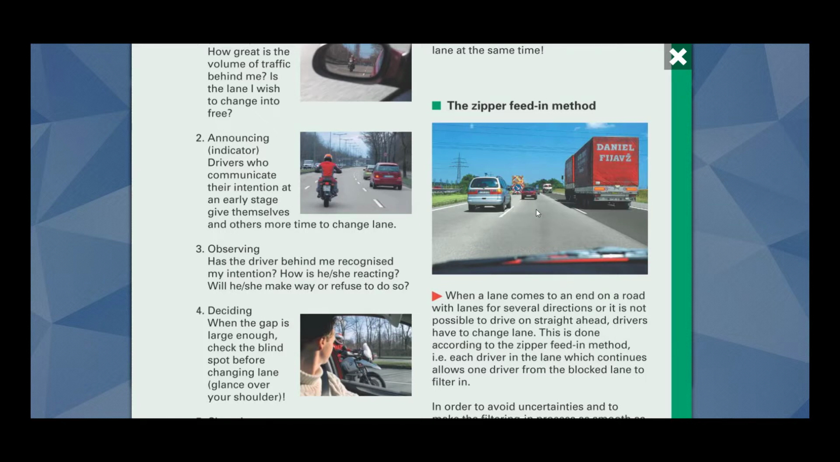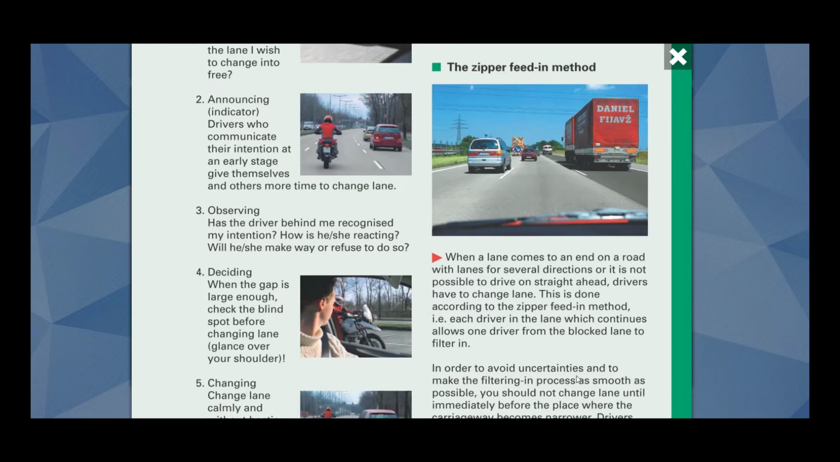So it's like two lanes. One is continuing, the other one is terminating or blocked. So one car from the continuing lane and then one car from the blocked lane. Then another car from the continuing lane and another car from the blocked lane. So it is a zipper feed-in. One by one. And you have to do it in such a way that you do not cause danger to other road users. In order to avoid uncertainties and to make the filtering-in process as smooth as possible, you should not change lane until immediately before the place where the carriageway becomes narrower.